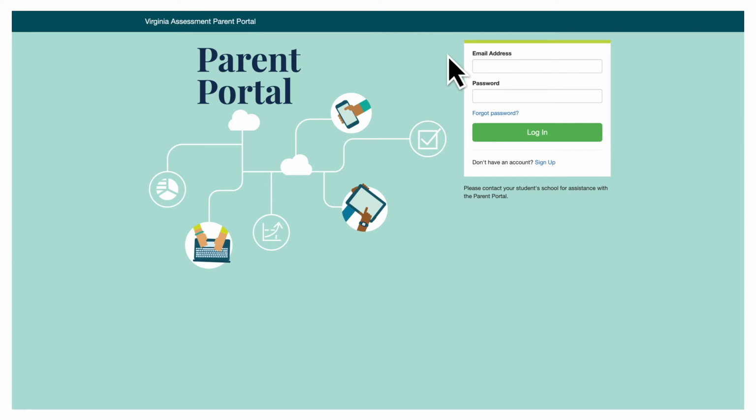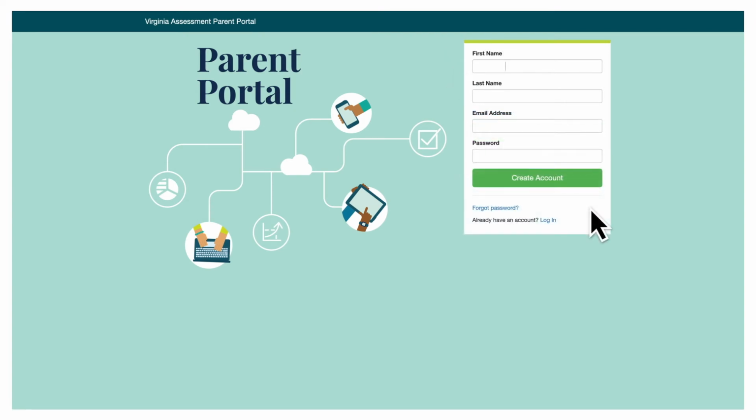When the page opens, select the Sign Up option to begin setting up your account. Complete each field with your information. The password needs to be 8 characters minimum and contain at least 1 uppercase letter, 1 lowercase letter, and 1 number. Then select Create Account.